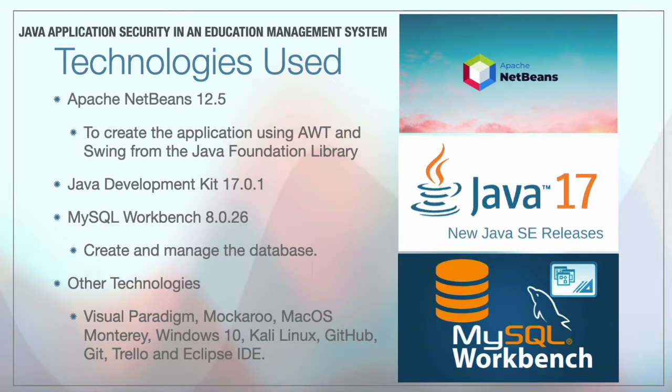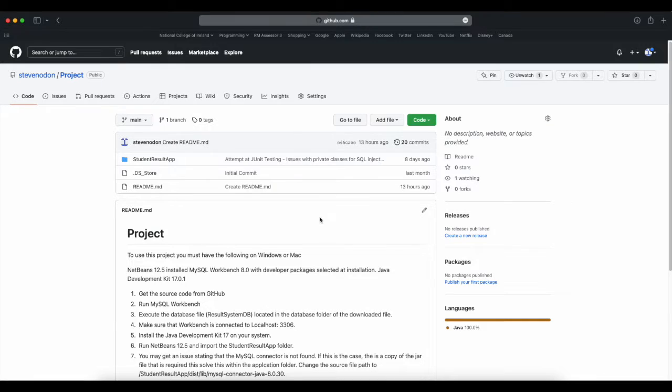in the application. Visual Paradigm and GoodNotes were used for creating diagrams, planning, and note-taking. Mockaroo provided fake data for the database for testing. macOS was the operating system the project was carried out on, but the application was also tested on Windows 10. GitHub, Git, and Trello were all used to manage the project and keep records of the application and for version control.